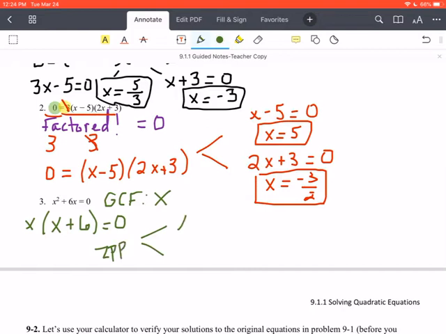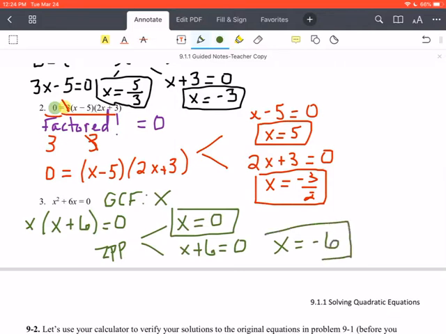So we are going to have our first equation as x equals 0, and our second equation as x plus 6 equals 0. So we see the first equation is already solved, and the second equation, we just subtract that 6 over, so there would be our solution.